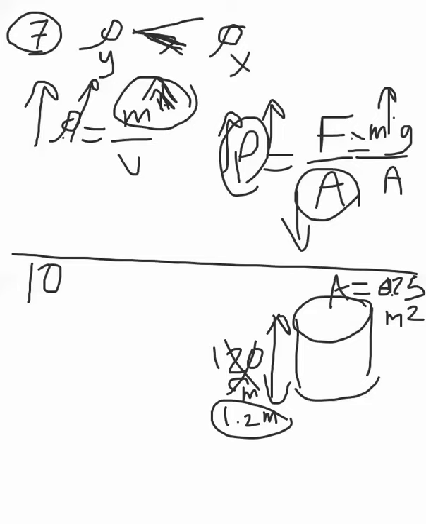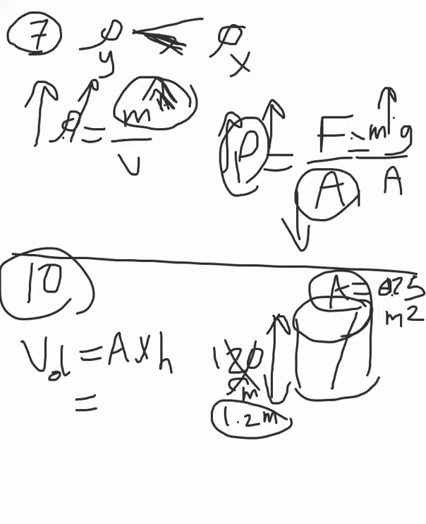First, the volume of the container is easy, because the volume here is the area of the surface times the height. So the first thing I will calculate is the volume equals area times height, which equals 0.25 multiply 1.2. I will get this now so I don't forget it. The result is 1.2 times 0.25, which is 0.3. Okay, so I have now the volume of the container.